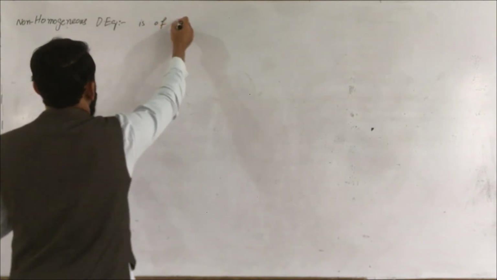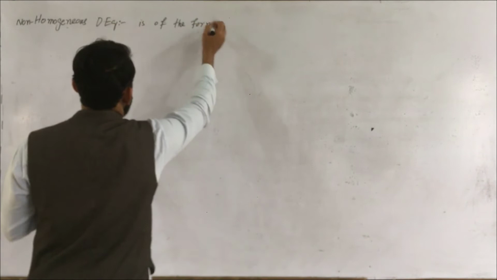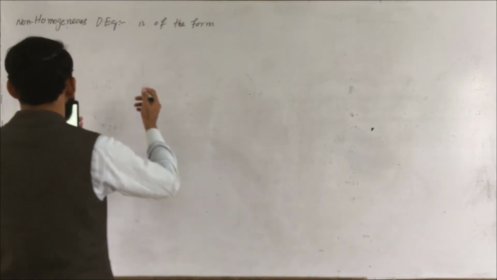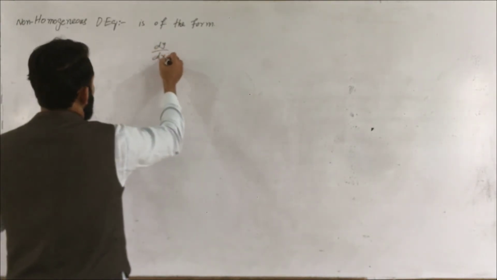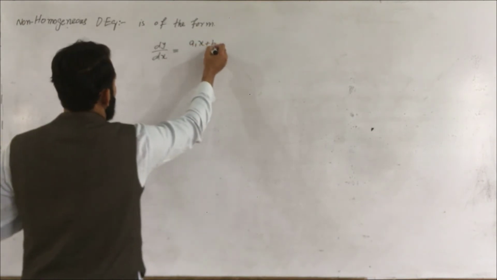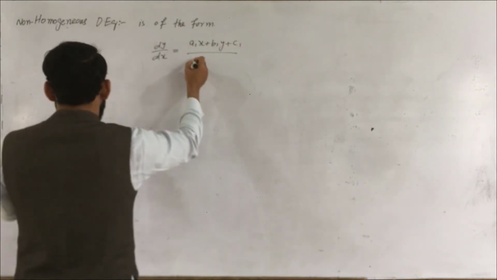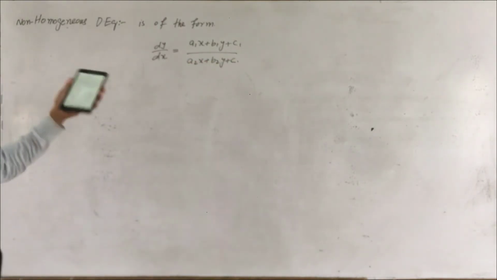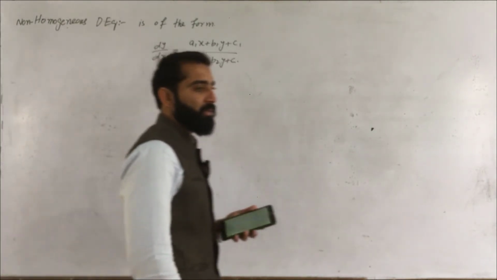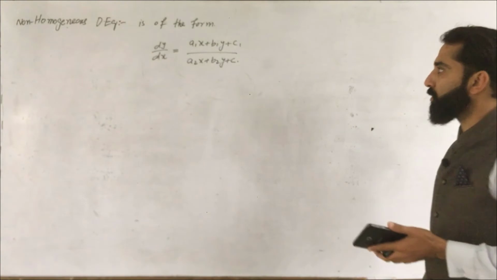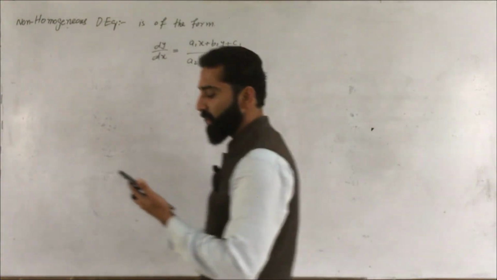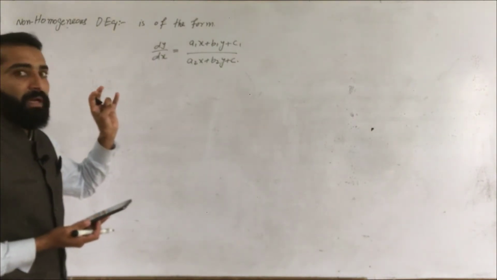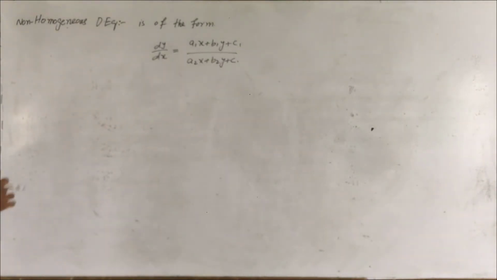The non-homogeneous differential equation is of the form, you only have to memorize the form, which is dy over dx is equal to (a1x plus b1y plus c1) divided by (a2x plus b2y plus c2). A differential equation of this form is clearly not homogeneous, so it is a non-homogeneous differential equation. Non-homogeneous differential equations are of two types.